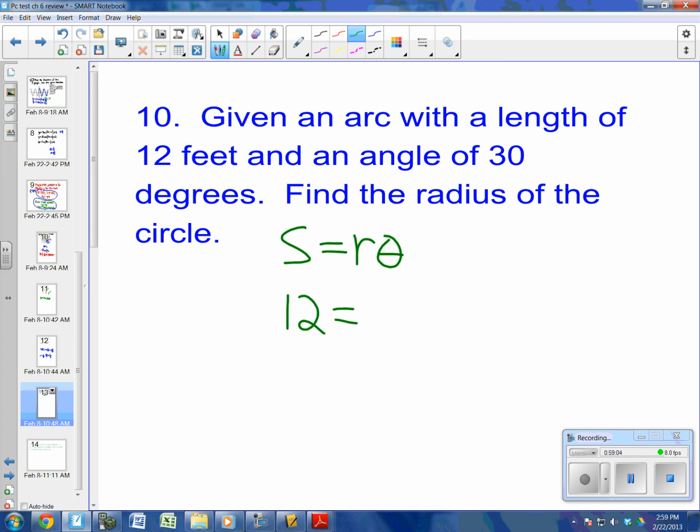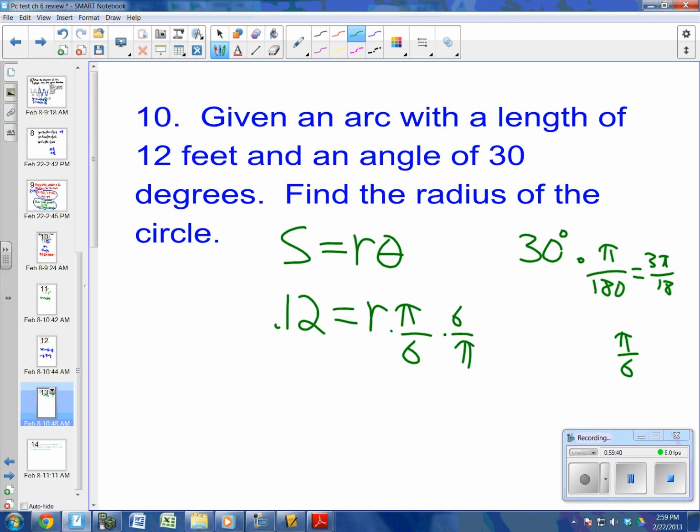I know the angle, but the angle for finding arc length has to be in radians, and right now I'm given 30 degrees, so I have to multiply it by pi over 180 to change it from degrees to radians. Okay, so that's going to be 3 pi over 18, which 3 will go into 18 6 times, so it's going to be pi sixths. So I'm going to have radius times pi over 6. If I invert and multiply both sides by 6 over pi, let's cancel out, and I get R equals 6 times 12 divided by pi.